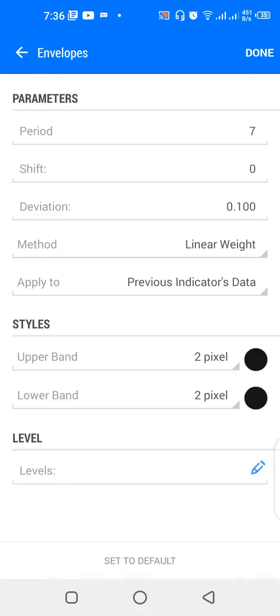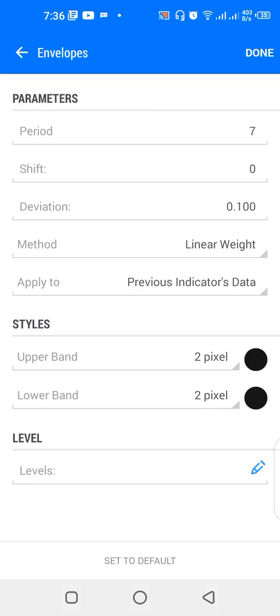Then we have envelopes, this black line. The period is 7. Shift is 0. Deviation is 0.100. Method is linear weight. Apply to previous indicators data. Now the upper band color is black. The lower band color is black.